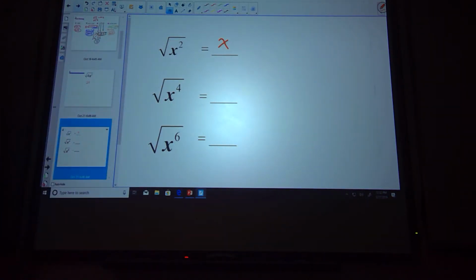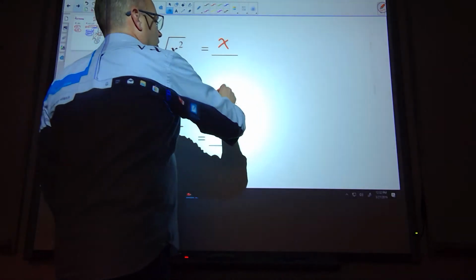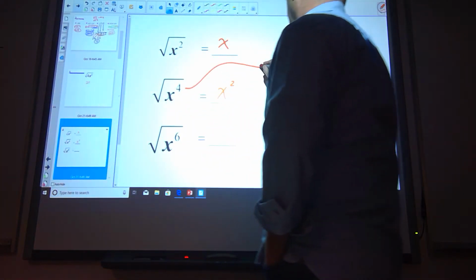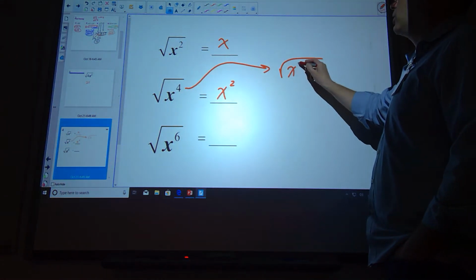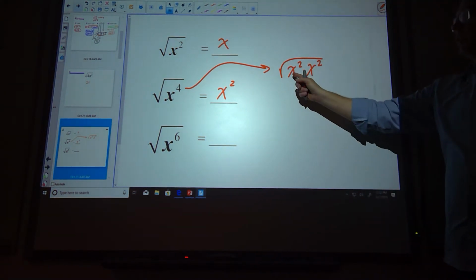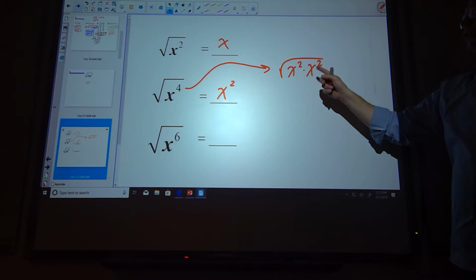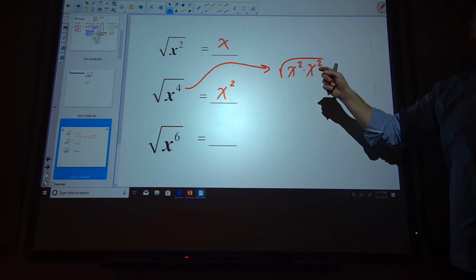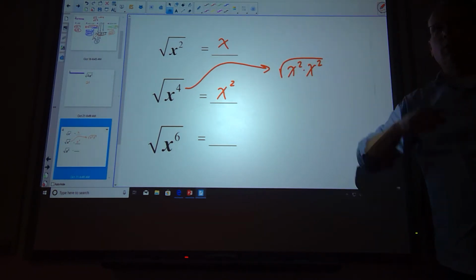Okay, let's see if we can step up on this. What do you think? X squared? Yeah, I think he's right. Want to know why he's right? It is indeed x squared. But I just want to show you what this is. This is the same thing as x squared and x squared. Agreed? So the square root of x squared is x, and the square root of x squared is x, and x times x is x squared.